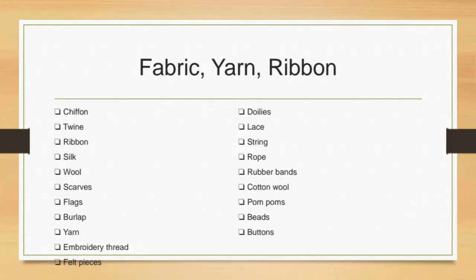And then another category of organizing would be fabric, yarn, and ribbon. So anything that falls into that category, and that would include the pom-poms and the cotton balls and any kind of yarn, ribbon, old scarves, pieces of fabric, things like that. Felt pieces, you know, all your little pieces of felt that are your scraps. Those are great things to save to do this loose parts with.